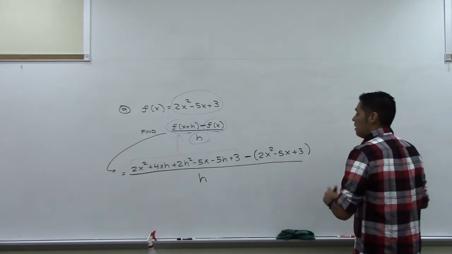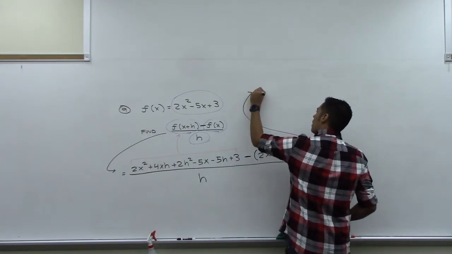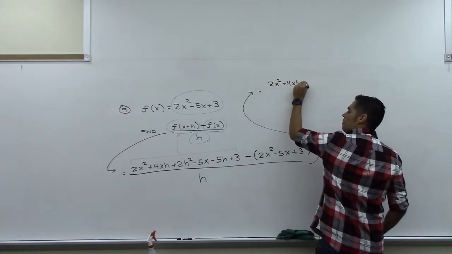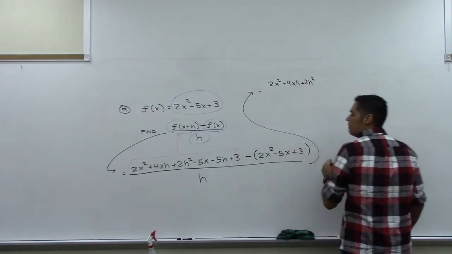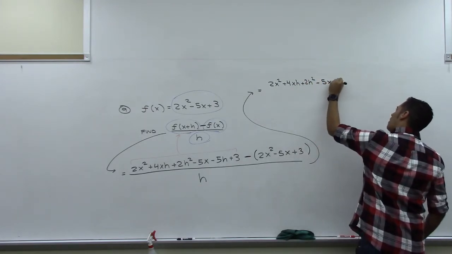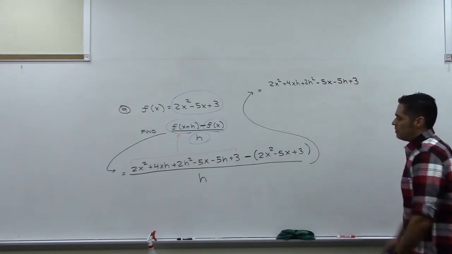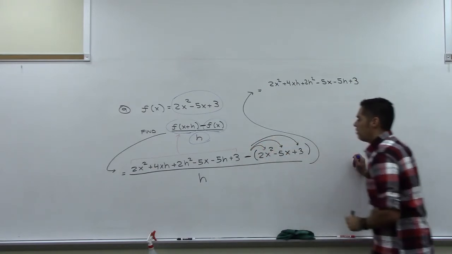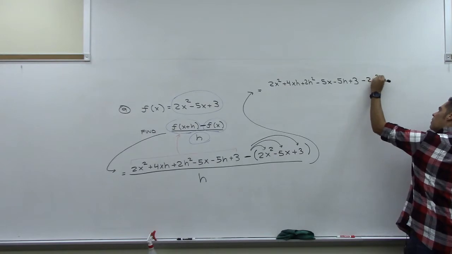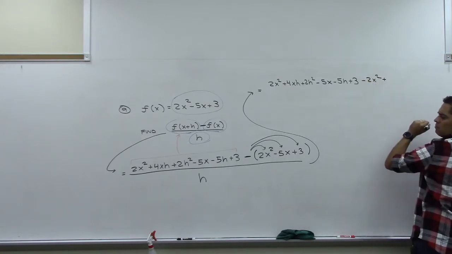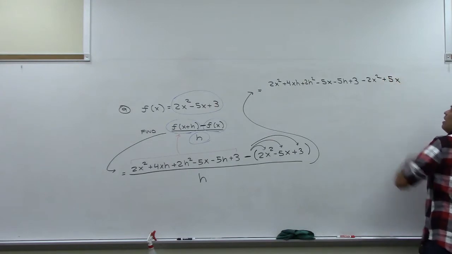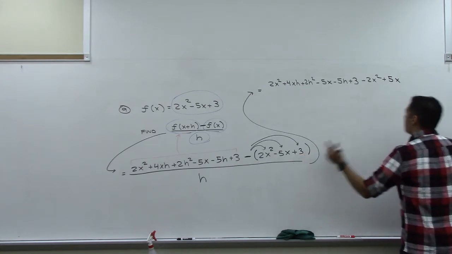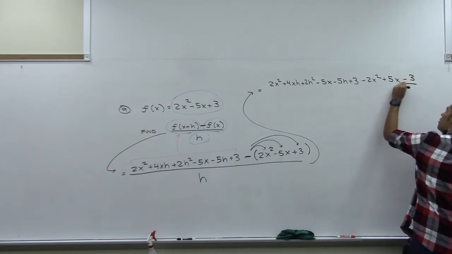All right, so at this point, move this thing up here, I get equals 2x squared plus 4xh plus 2h squared minus 5x minus 5h plus 3. Okay, that's just this. Now distribute. This will become negative, this will become positive, this will become negative. So we're going to have minus 2x squared. We're going to have plus 5x. I don't know why I said 10. I saw 2 and 5, I guess. Minus minus is plus, and then finally this positive 3 becomes minus 3. Then all of this over h.